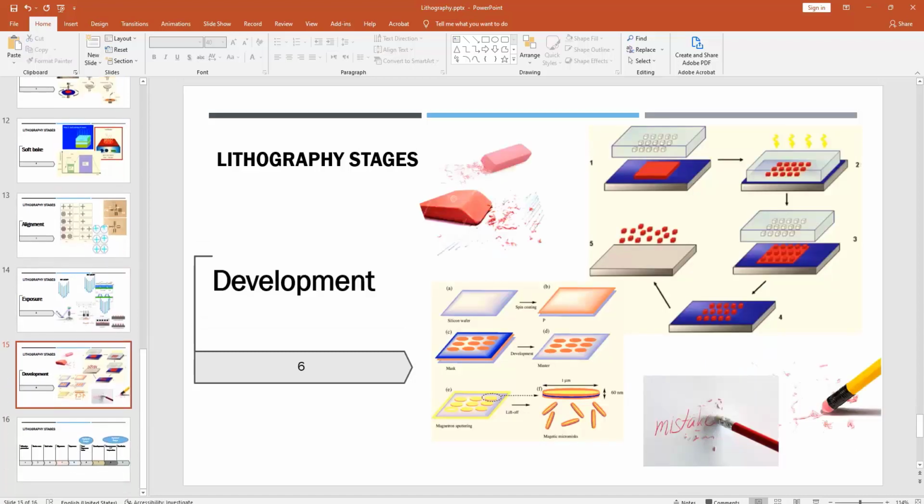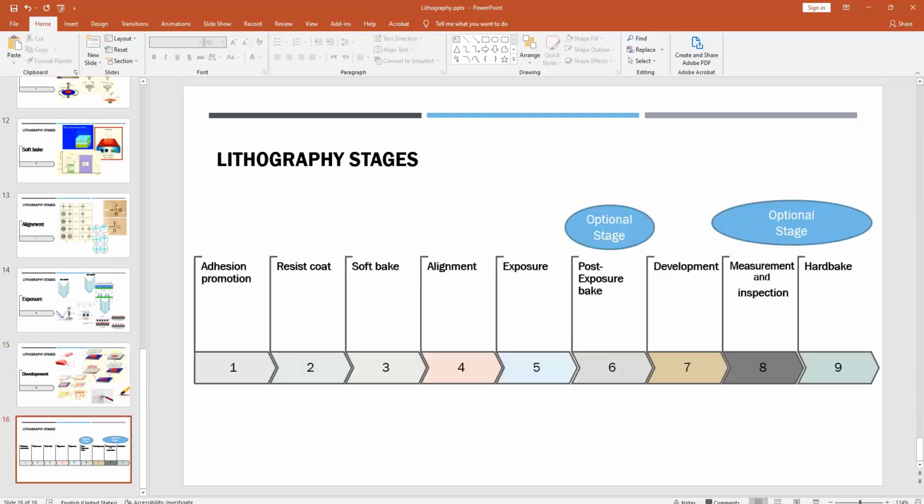The development stage after exposure is necessary because this is just like when you clean your paper with an eraser or rubber, a lot of trash is produced, and to clean it, you use your hand to clean your paper. At this stage, development, you use an acid or another chemical to clean that trash. It washes it away. At the next stage, measurement and inspection is optional depending on your project.